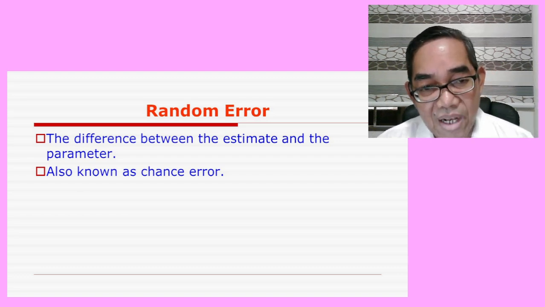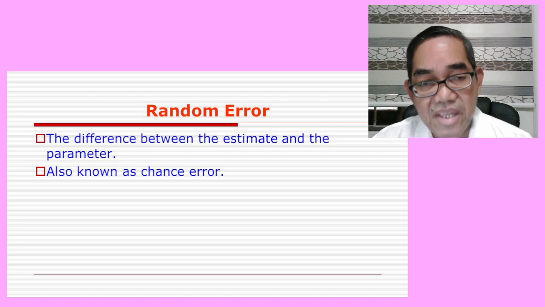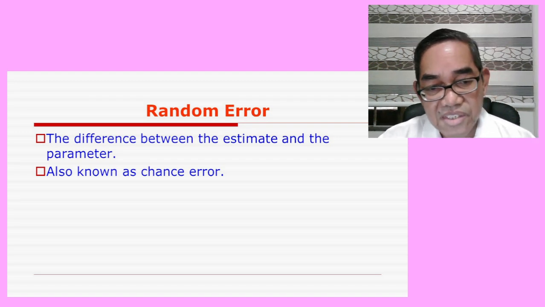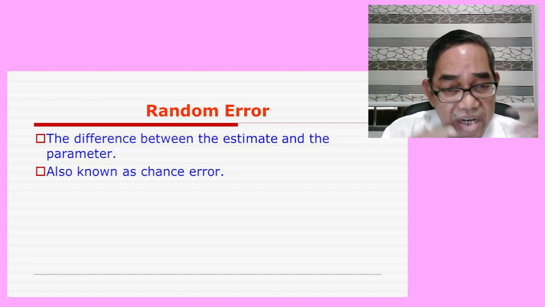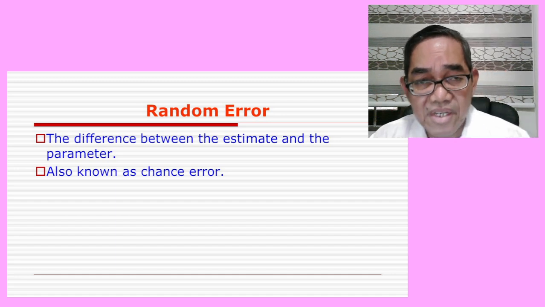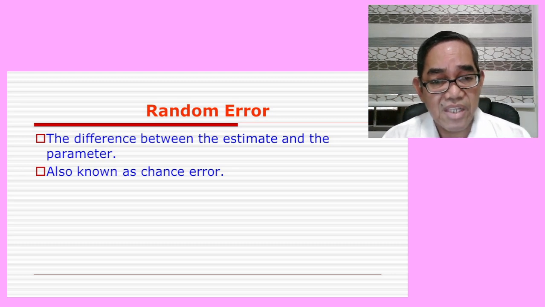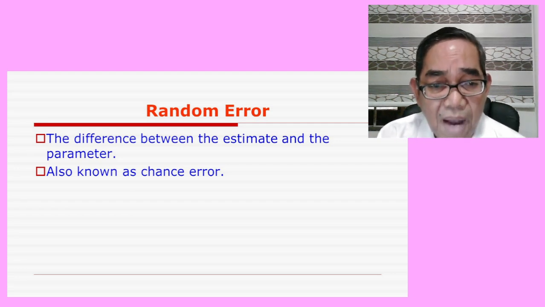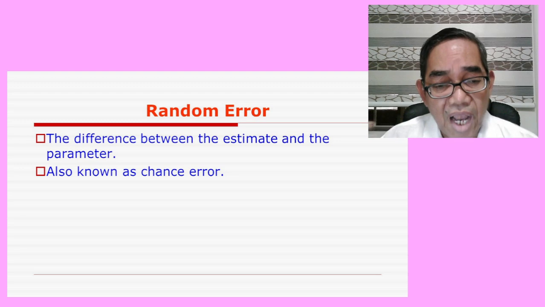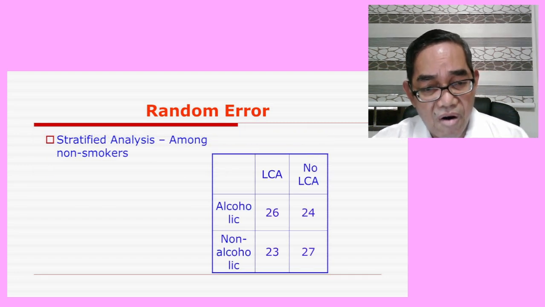And we told you a while ago that random error is not really a problem because it is inherent in all research. That's the difference between the estimate and the parameter. We only really want to make an estimate of the parameter. The parameter is in the general population or in the target population. But we only get a sample, and there will always be a difference when you get a sample and compare it to the total population. We also call this the chance error. So this is an example of a random error.